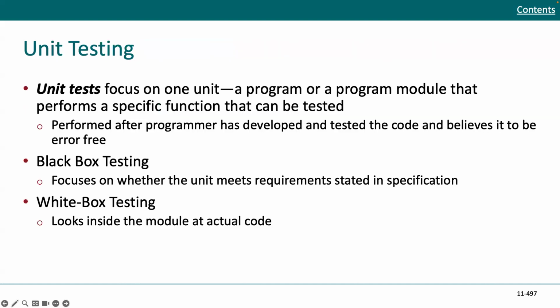Unit tests focus on one unit of a program, or a program module that performs a specific function. Unit testing is performed after programmers have developed and tested the code and believe it to be error-free. And there's 2 forms of testing. First, black box testing that focuses on whether the unit meets the requirements stated in the specification. And white box testing is where you look inside the module at the actual code.